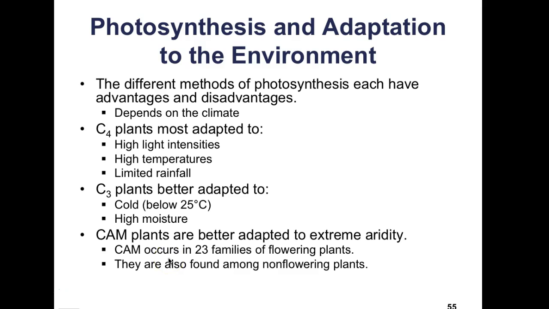So the different methods of photosynthesis each have advantages and disadvantages. It really depends on the climate. C4 plants are most adapted to high light intensities and temperatures with limited rainfall. C3 plants are better adapted to cold, below 25 degrees Celsius, with higher moisture. And our CAM plants are better adapted to extreme aridity. CAM occurs in 23 families of flowering plants. Remember, flowering plants are angiosperms, and CAM is also found among some non-flowering plants as well.